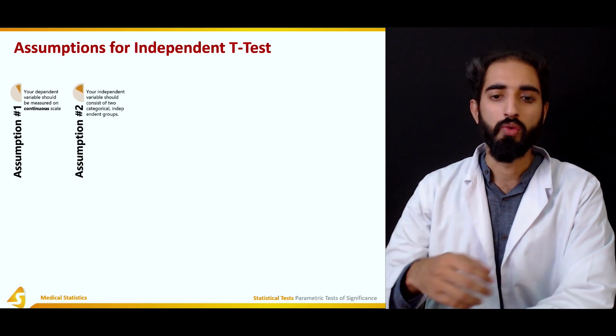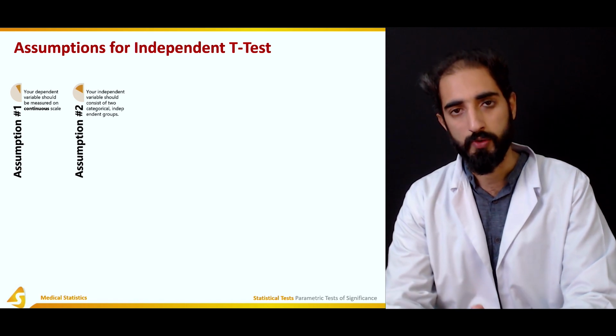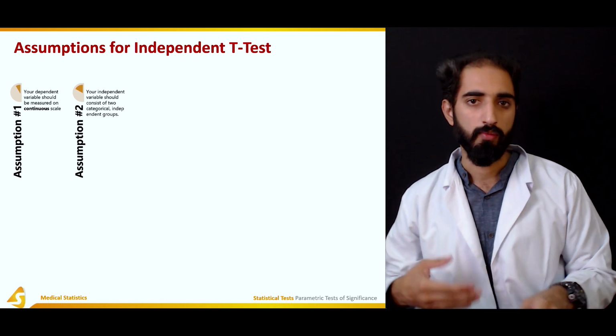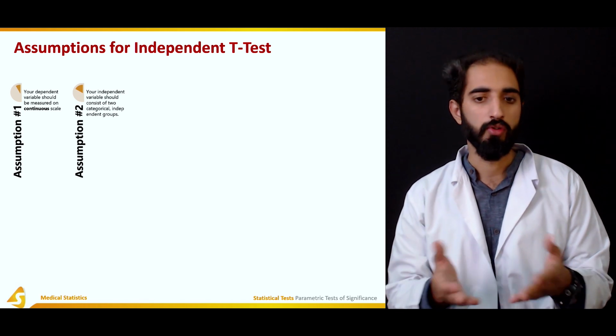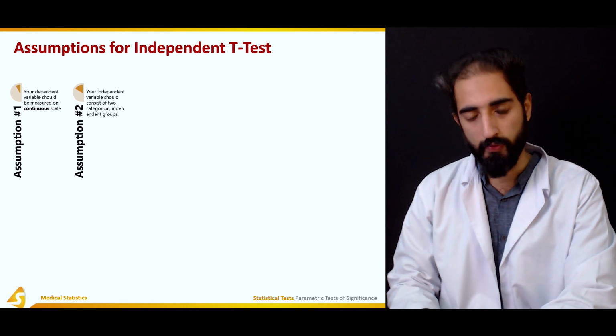Assumption number two: your independent variable should consist of two categories in independent groups. For example, I am conducting a study and my outcome is pain. There's a control group and an experimental group. So two groups, two categories, which are the independent variable. So assumption number two can be fulfilled.